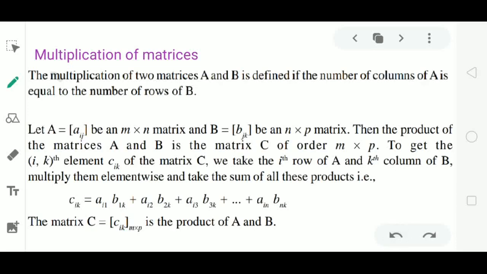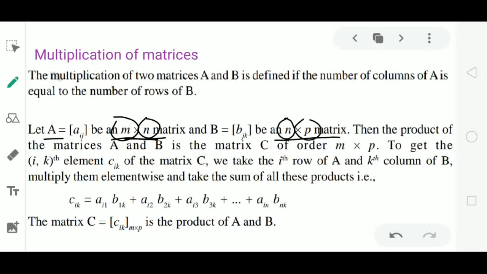Now observe here. Let A be M by N matrix and B be N by P matrix. Here the order of matrix A is M by N, that is, A has M number of rows and N number of columns. And the order of B is N by P, that is, B has N number of rows and P number of columns.